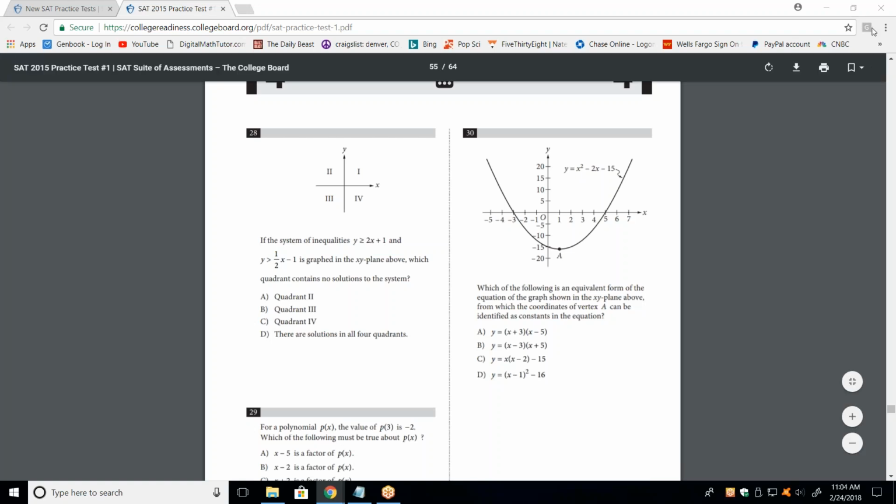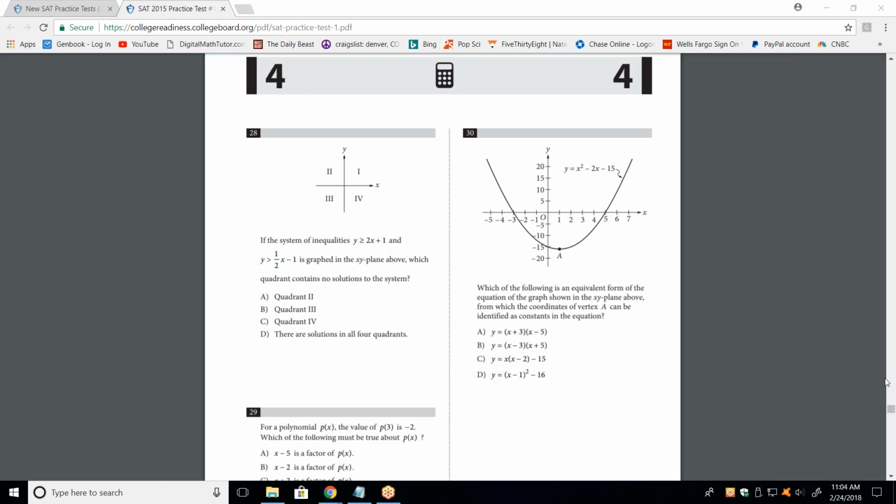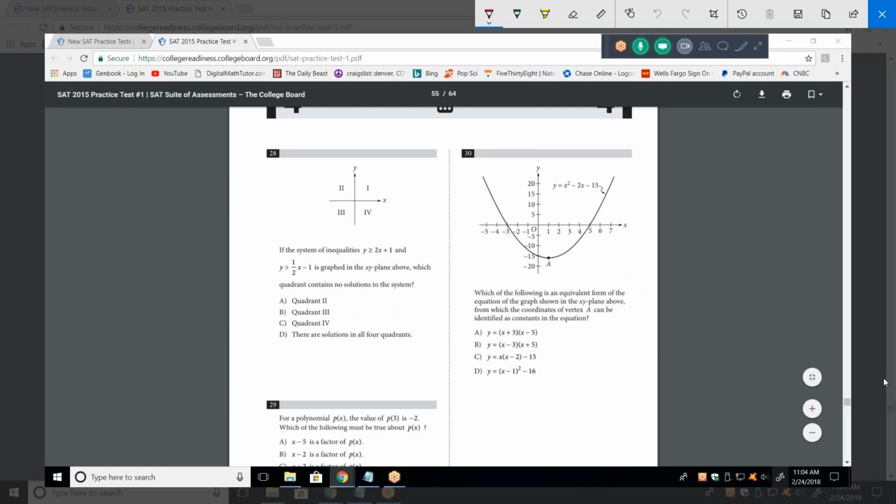Push my record button. Okay, I got that going. Let me get to where I can write on this thing. How are we going to figure out what the answer is? And this is a good one to look at the answers.